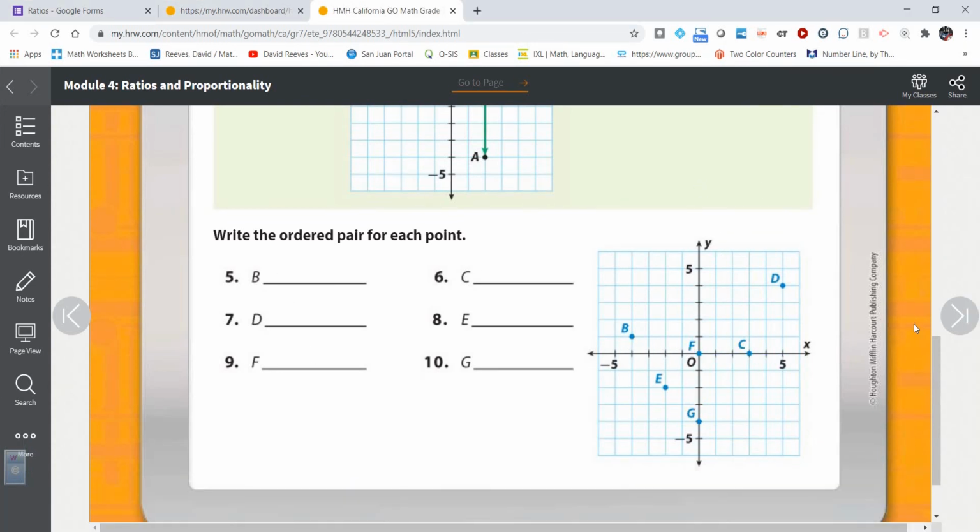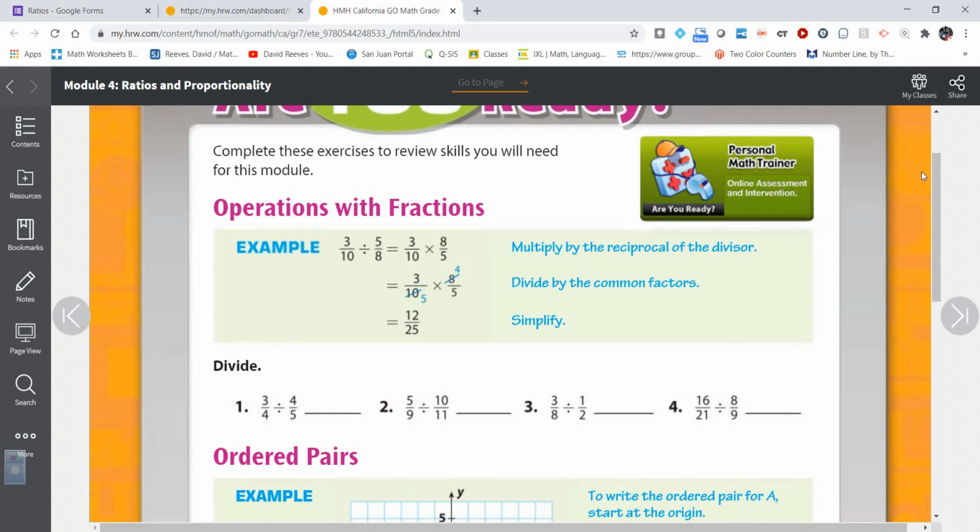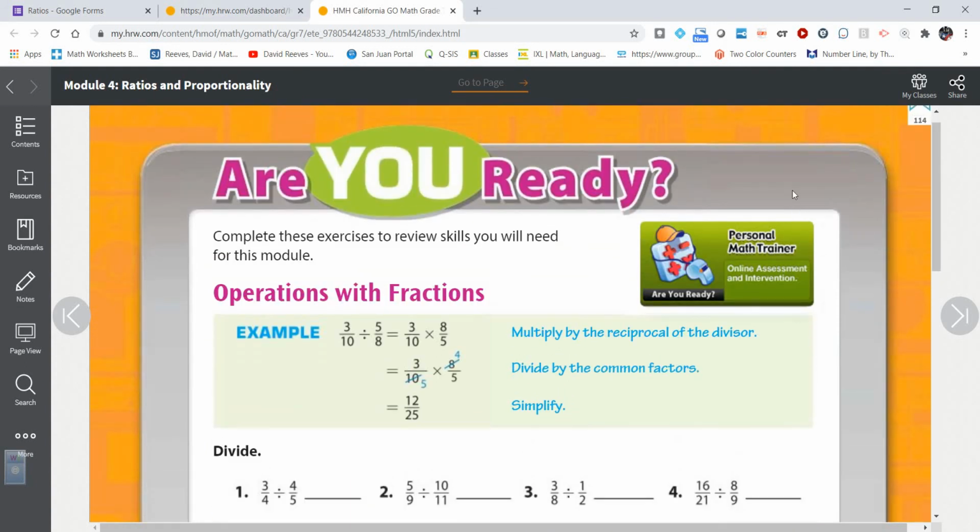All right, so those are two things that they want you to review. So hopefully this will help you as you work through problems very similar to this on your assignment on the Personal Math Trainer.